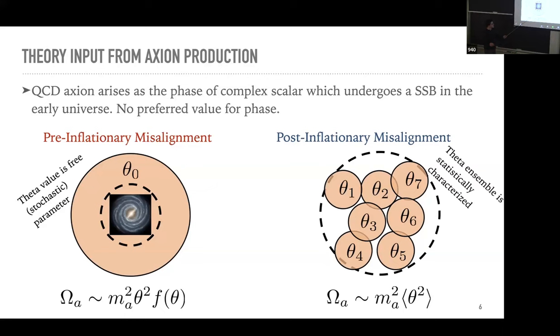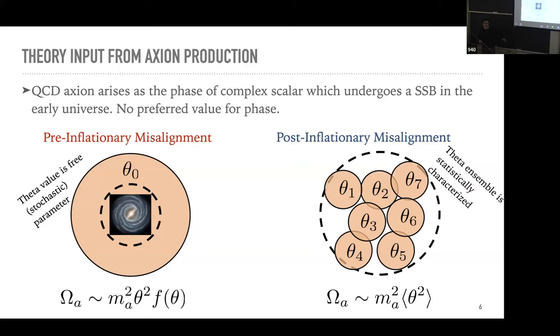And now you can turn the crank on your calculation, and you're going to find that the relic abundance of axions is going to look something like m_a squared times theta squared, and then this parameter f of theta, which is just supposed to control for whatever small scale details of the potential, like anharmonic correction factors, might look like. So of course, because we only had one draw of theta, if you want to motivate really heavy axion masses or really light axion masses, you just say nature picked out a weird initial value for the axion field.